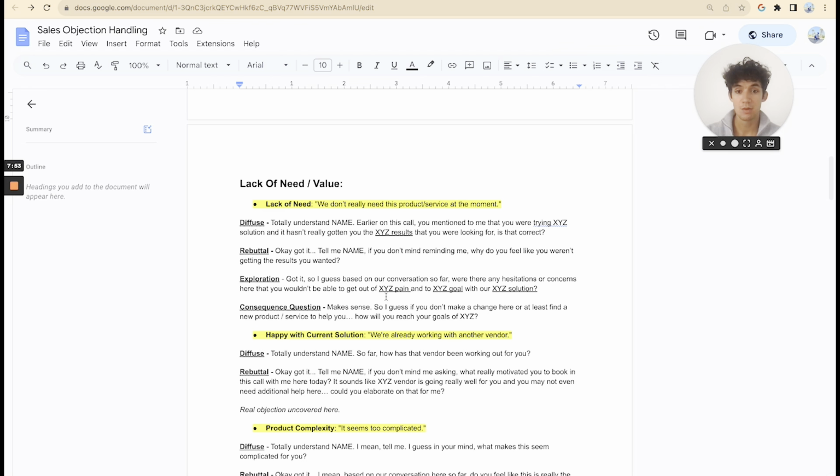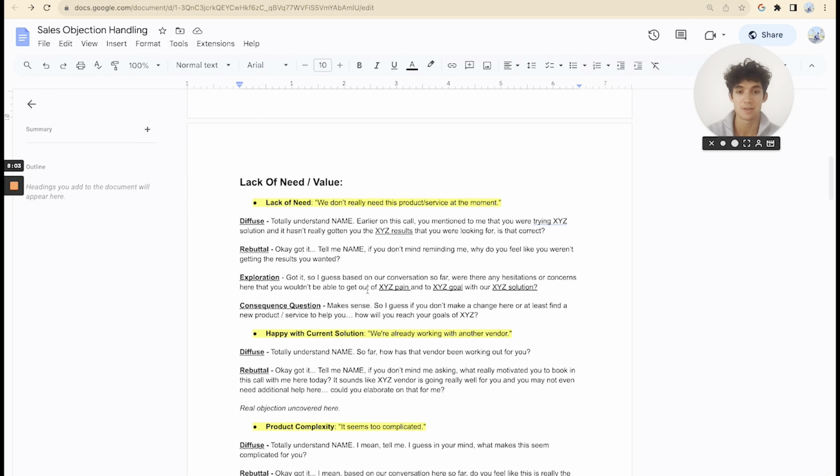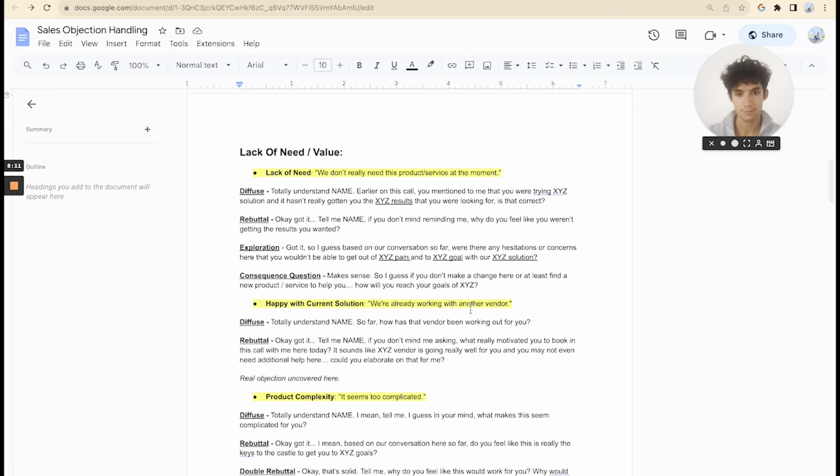So once again, we are going back and saying, hey, are there any hesitations or concerns with our product, right, that make you think you can't hit XYZ goals and get out of XYZ pain? And then we're going to tie back and say, hey, if you don't make a change here, how will you be able to reach your goals of XYZ, right?